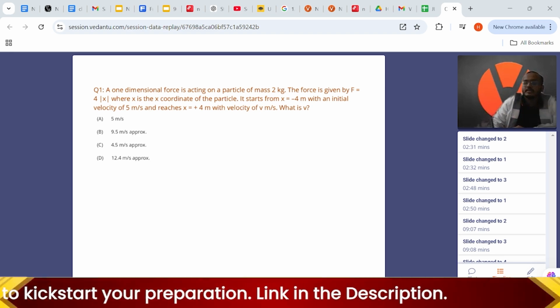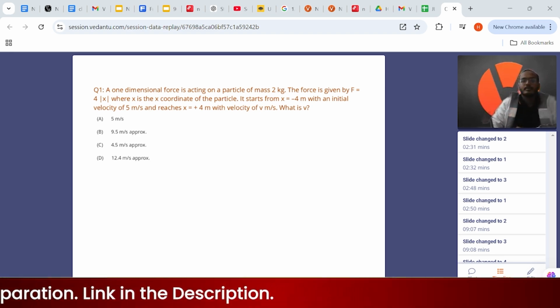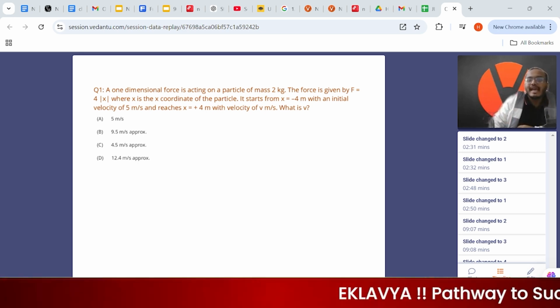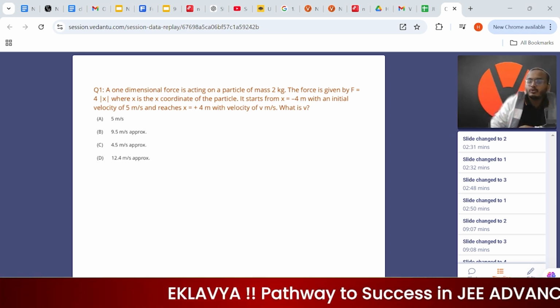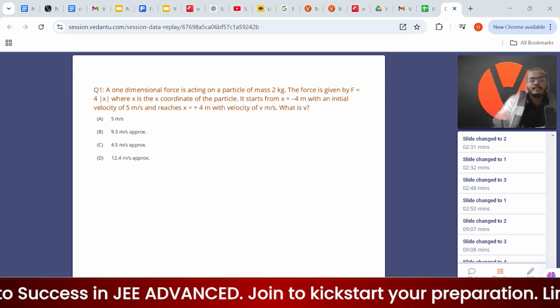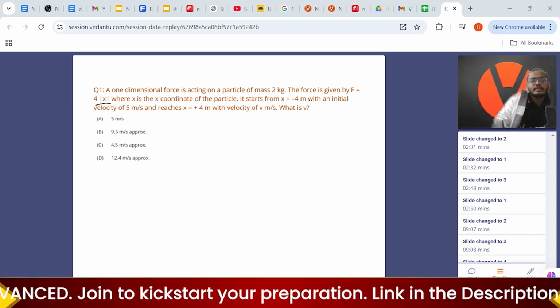2025 Physics. Okay, so this is question number 1. A one-dimensional force is acting on a particle of mass 2 kg. The force is given by F equals 4 mod x. See carefully, it's not 4x, it's 4 mod x.